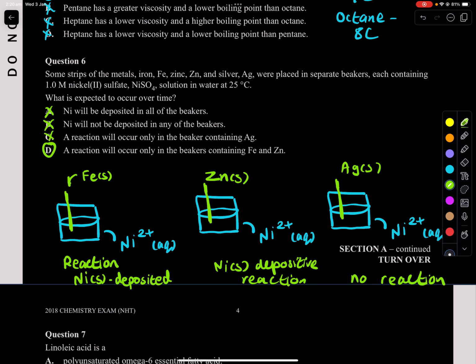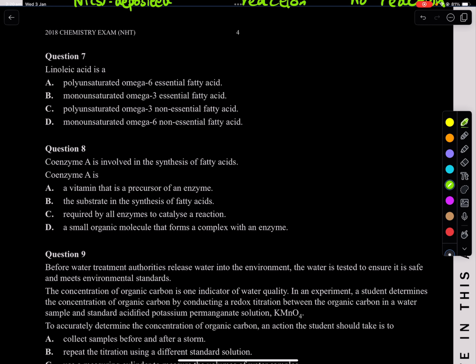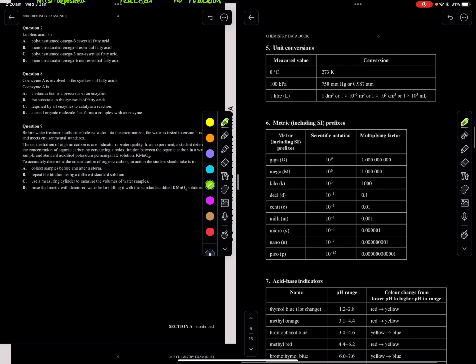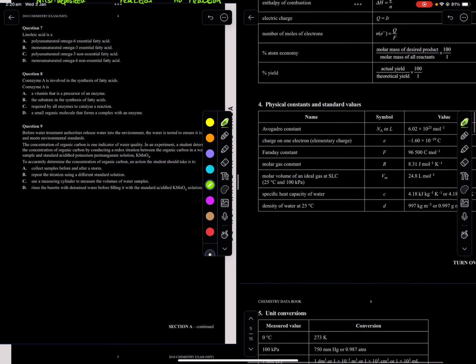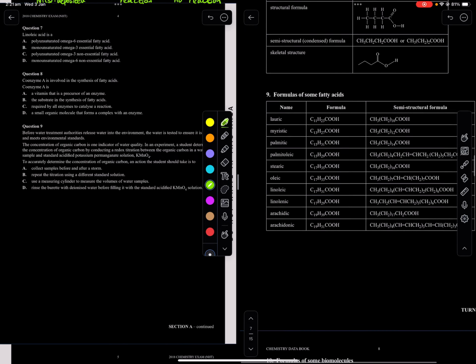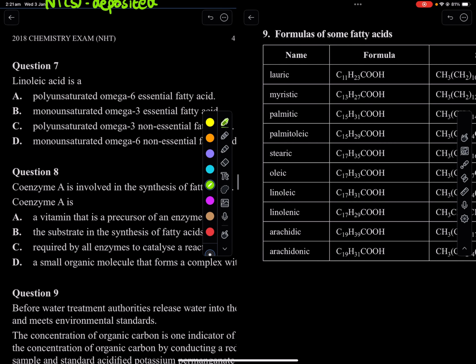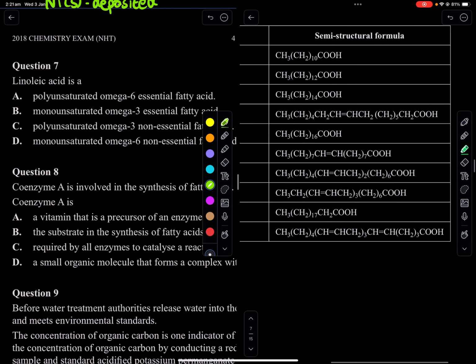Let's look at question 7. Linoleic acid is a polyunsaturated omega-6 fatty acid. The way you determine this is very easy. You just go look at your data book. Go down to our fatty acids over here. We're looking at linoleic acid. It is this one over here, if I'm not mistaken. Yes, linoleic acid. Perfect.